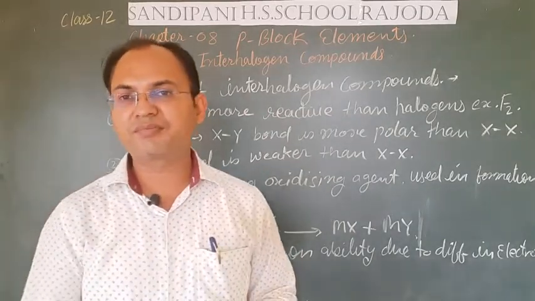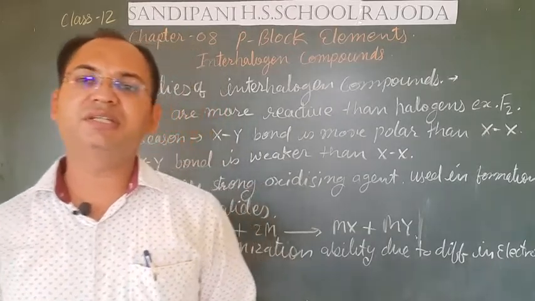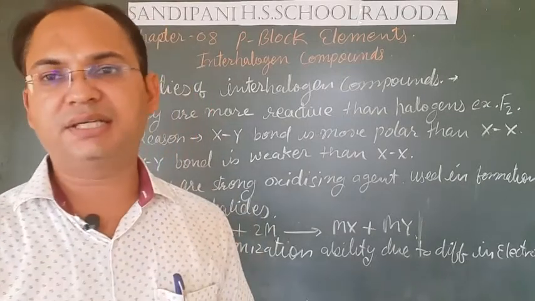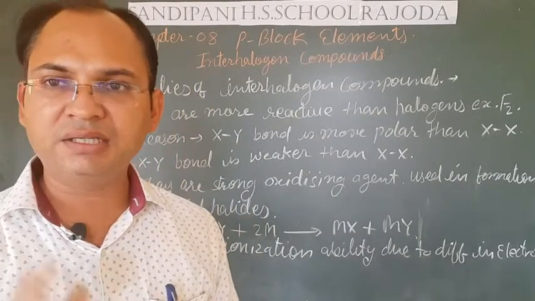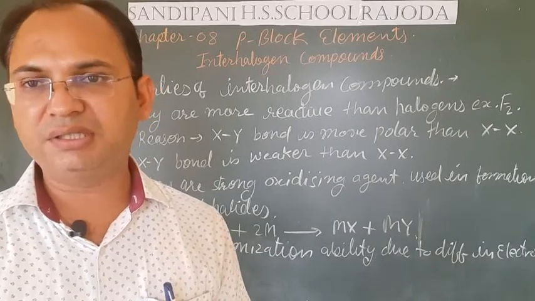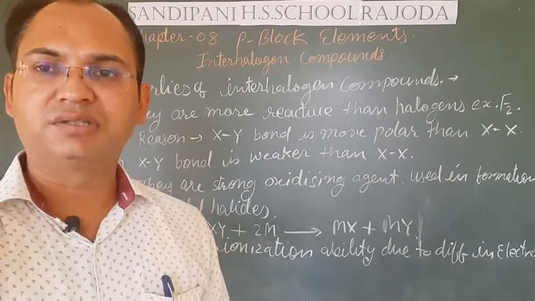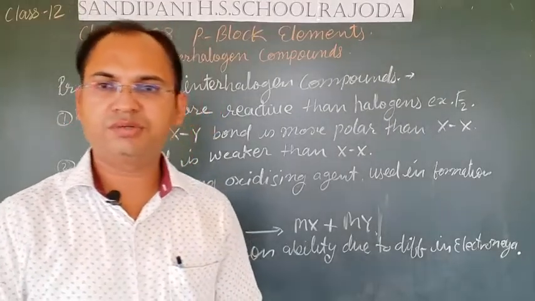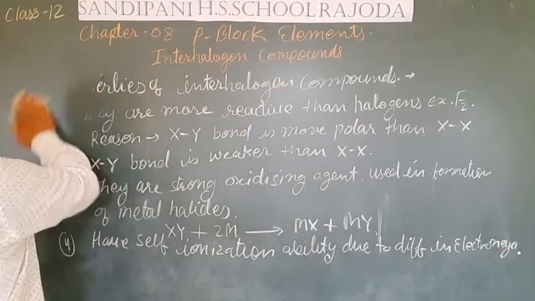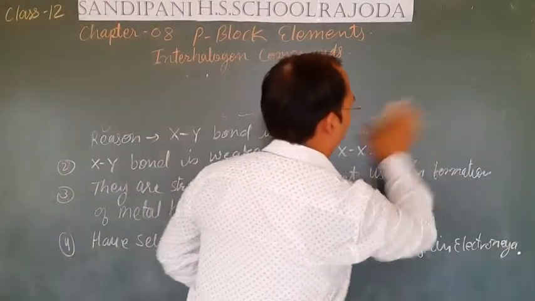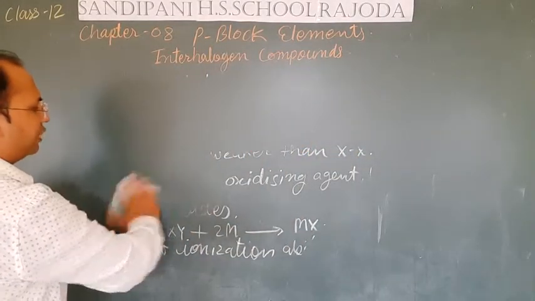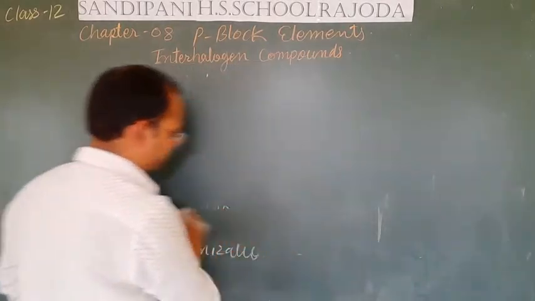Now students, let's see the structure of the binary interhalogen compounds. We have seen that binary interhalogen compounds are of 4 types: XY, XY3, XY5 and XY7. Let's see the structure of all 4 types of binary interhalogen compounds.